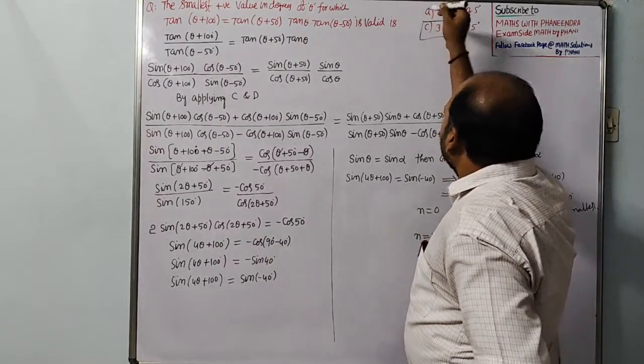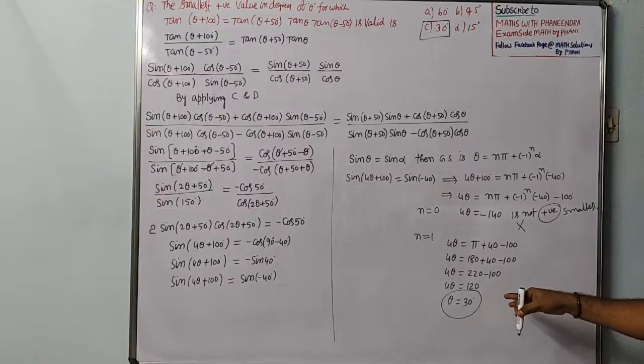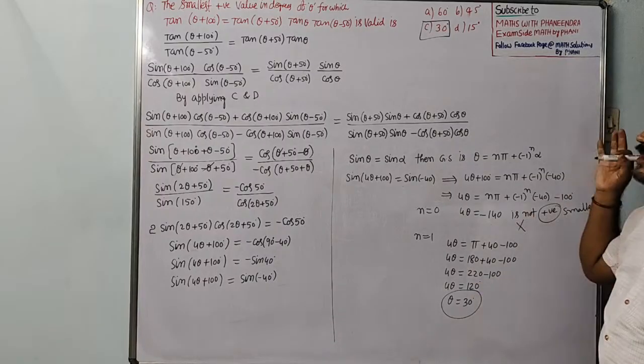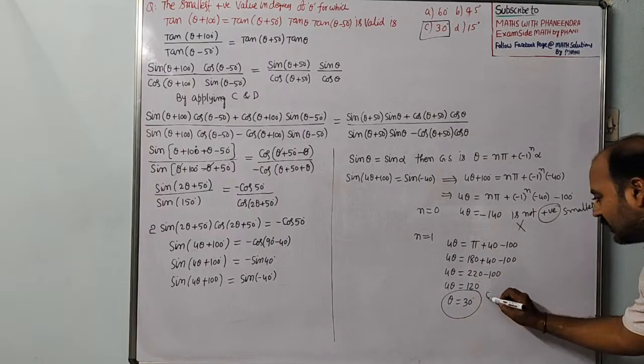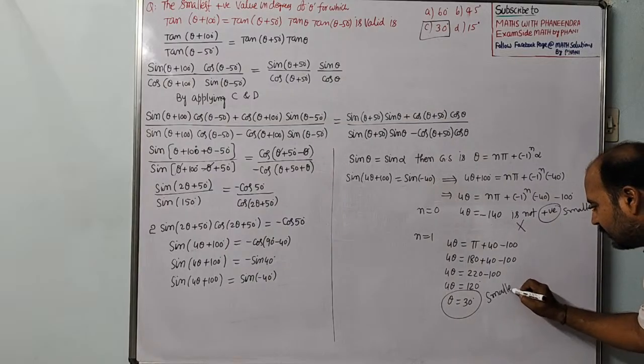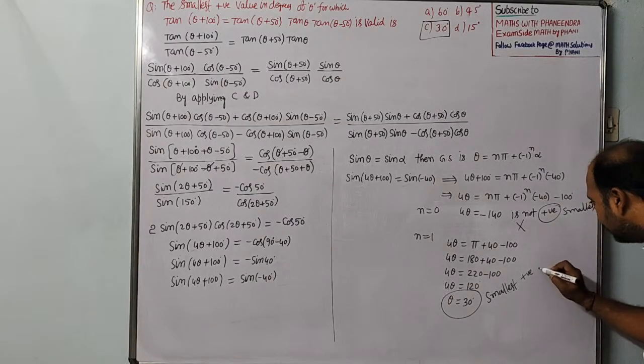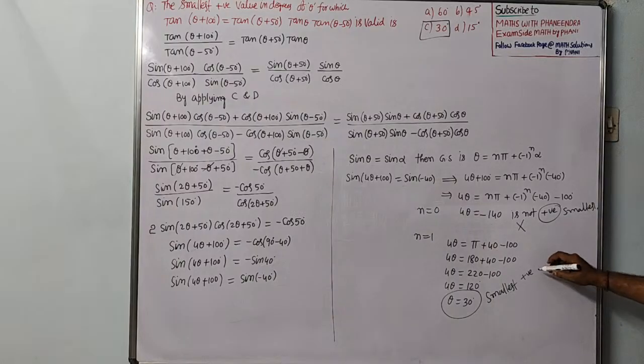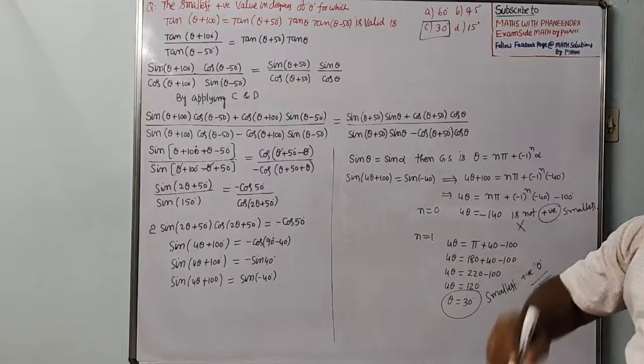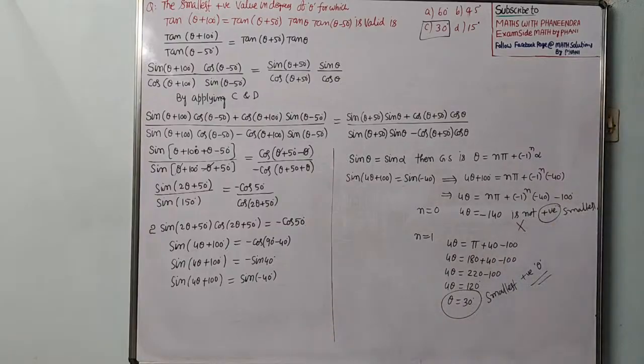After that, if n is equal to 2 you take, other values will come, but compared with 30 it will be big. So the smallest positive angle theta in this is 30 degrees. This is the way we can do, dear students. Of course it is a little lengthy, but the concept is a good concept. So you need to understand that.